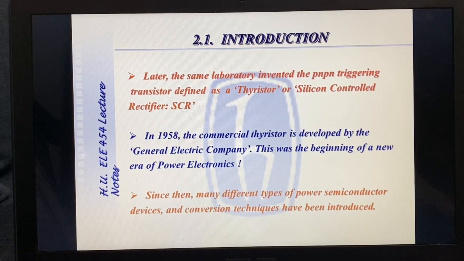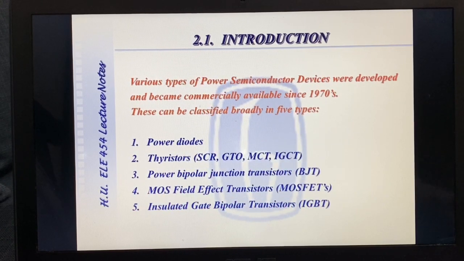The first one invented was the PNPN triggering transistor. So it is called a thyristor or silicon controlled rectifier, abbreviated SCR. In 1958, the first commercial thyristor was developed by the General Electric Company, and this was the beginning of a new area of power electronics. And since then, many different types of power semiconductor devices and conversion techniques have been introduced.